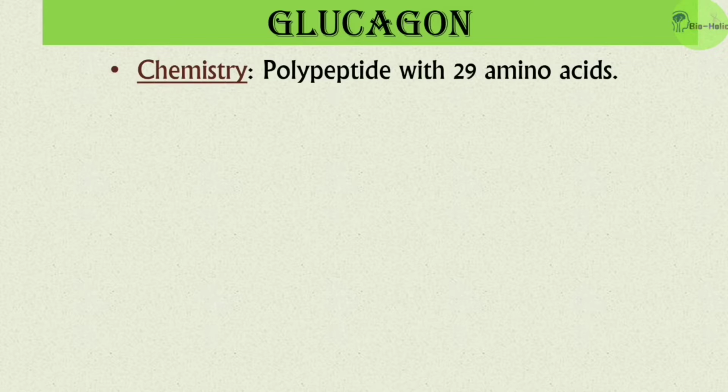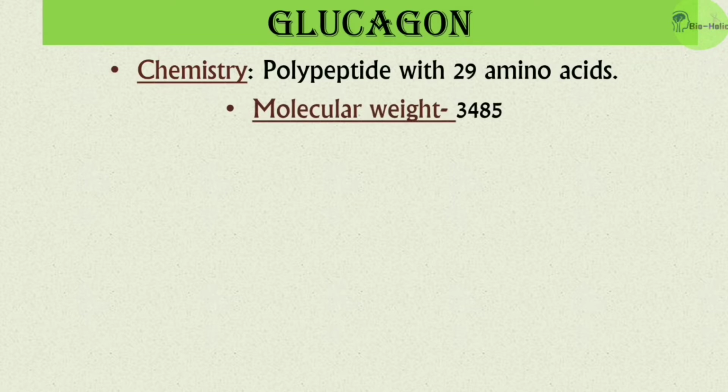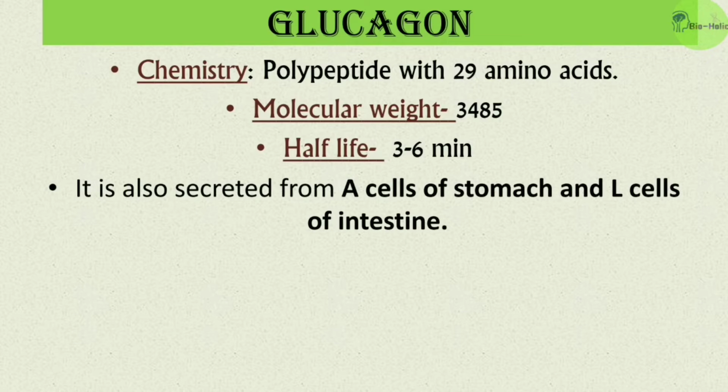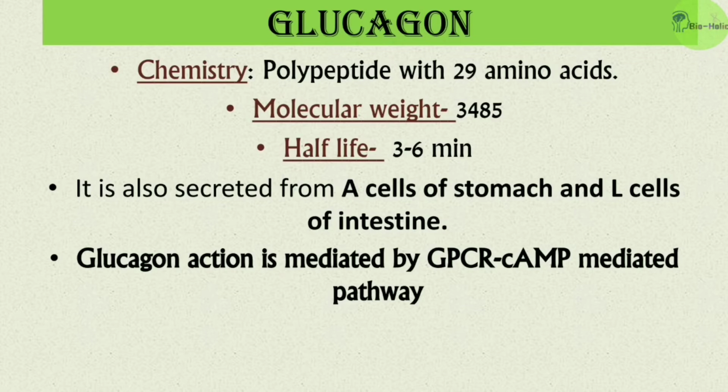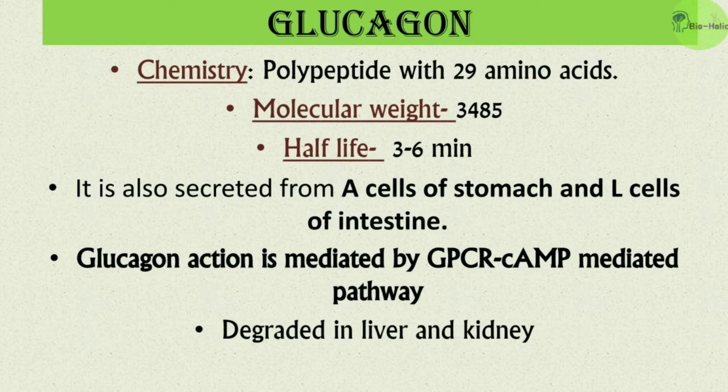Glucagon is another polypeptide with 29 amino acids. Its molecular weight is 3485. Its half-life is 3 to 6 minutes, and it is also secreted from the A cells of stomach and L cells of intestine. Glucagon action is mediated by GPCR cAMP mediated pathway, and like other hormones, it is also degraded by liver and kidney.